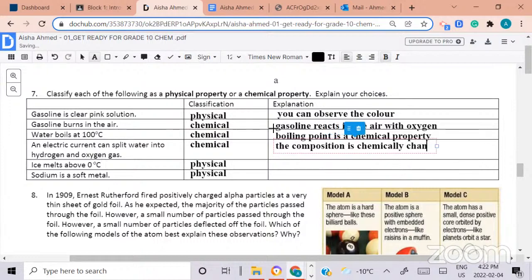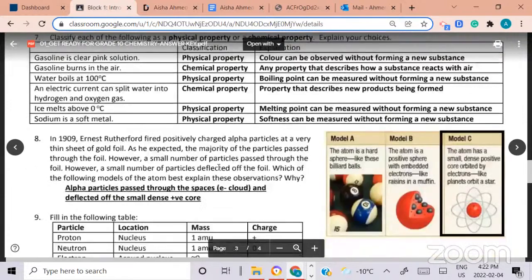Okay, and then ice melts above 0 degrees Celsius. That is chemical because that is a... Oh, actually, wait, let me think. Ice melts above 0 degrees Celsius. In general, phase changes are physical properties, but the fact it's above 0 degrees Celsius, it might be chemical. I don't know. I'm not exactly sure about these two. Maybe just leave it for now. And then sodium is a soft metal, that is physical. Awesome. Okay, so let's check the answers. Don't write anything right now.